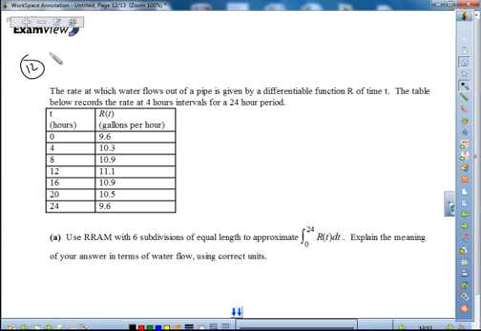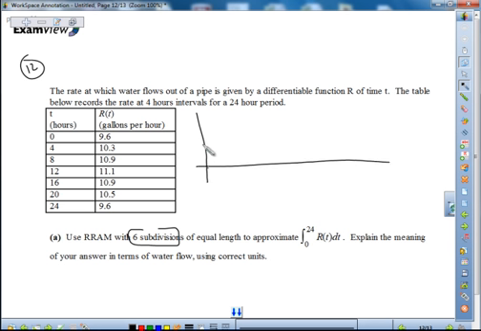Number 12 says, the rate at which water flows out of a pipe is given by a differentiable function r of time t. The table below records the rate at 4 hour intervals for a 24-hour period. Use the right rectangular approximation method with 6 subdivisions. That means you're going to have 6 rectangles of equal length to approximate the integral from 0 to 24 of r(t) dt, and explain the meaning in the answer in terms of water flow. So the easiest thing to do is sketch it so you can kind of know what it's going to look like.